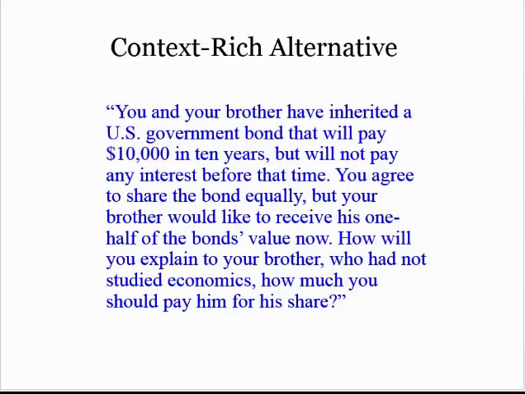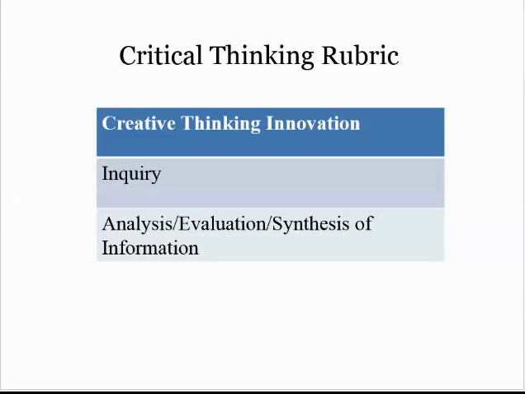And that's the whole point of a context-rich alternative problem, is to get students to think about what those parameters might be and to come up with a cogent explanation, right? So I think this fits in very nicely with the critical thinking rubric that the state higher education board has come up with, which is you got to have a creative thinking innovation. Clearly, this kind of example has an inquiry. It's asking you some kind of a question. And in the end, it's asking you to analyze, to evaluate, and synthesize the information that you already have to advise this person about what to do, how to divvy up the bond money and the bond proceeds.